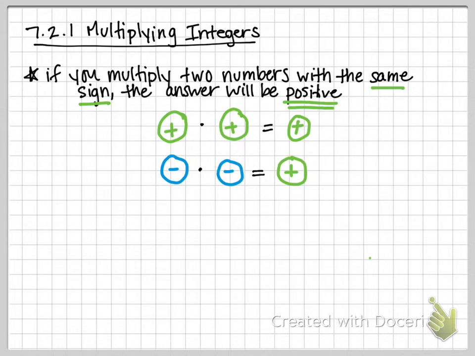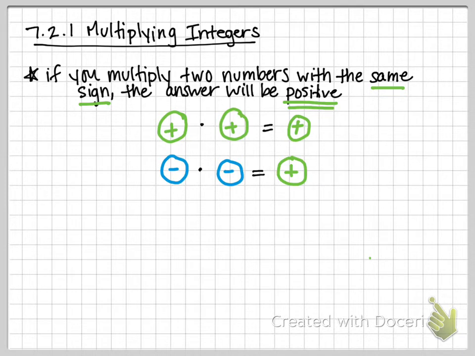All right, so the rules are a little different than what we've been doing with adding and subtracting, so it's super important that you always note what operation you're doing. Because if you're adding or subtracting, you're going to attack the problem differently with its signs than if you are multiplying or dividing. Okay? If you multiply two numbers with the same sign, the answer will be positive.